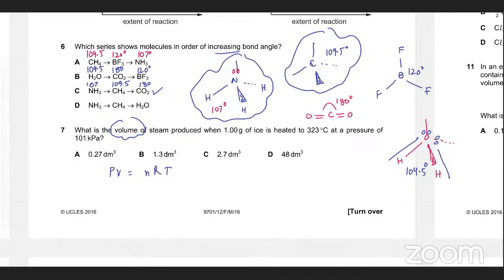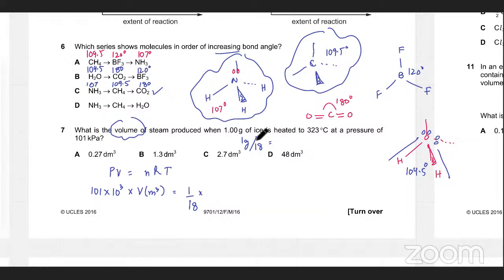So it would be 101 times 10 to the power 3 pascals. The volume that you're going to get is going to be in meter cube, and we're trying to calculate that. n is the number of moles. You can find the number of moles because it's 1 gram of water, so 1 gram mass divided by the molar mass, which is 18. So that would be n, 1 over 18. 18 is the Mr of water.